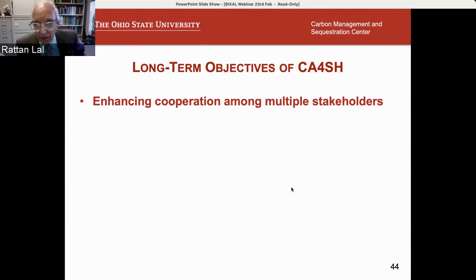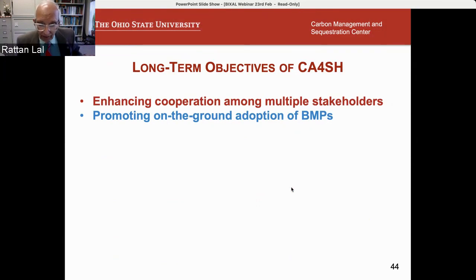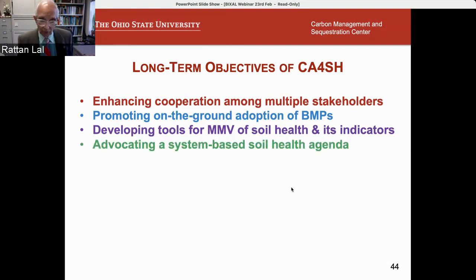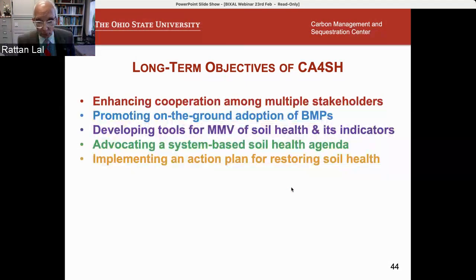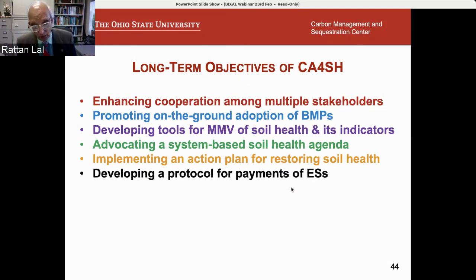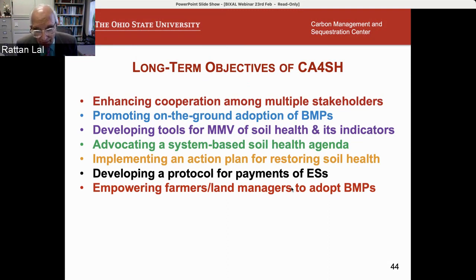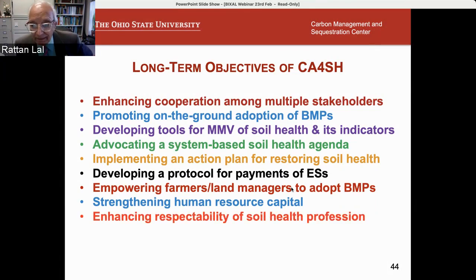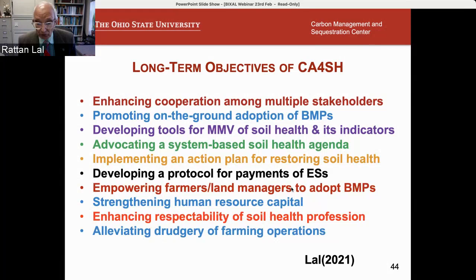To enhance cooperation among multiple stakeholders, to promote on-the-ground adoption of best management practices, to develop tools for measurement, monitoring, and verification of soil health and its indicators globally, to advocate a system-based soil health agenda, to implement an action plan for restoring soil health at local and national level, to develop a protocol for payment to farmers, as we discussed today, for ecosystem services, to empower farmers and land managers, especially women farmers and small landholders, for best management practices, to strengthen human resource capital, to enhance respectability of soil health and the farming profession. I want to mention the word respectability, and to alleviate drudgery of the farming operations.